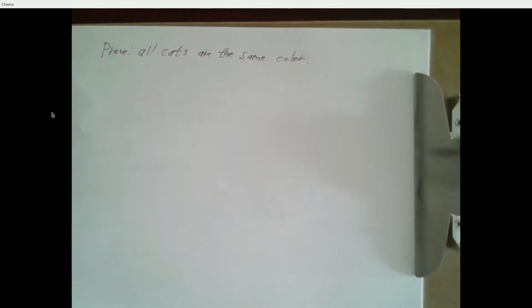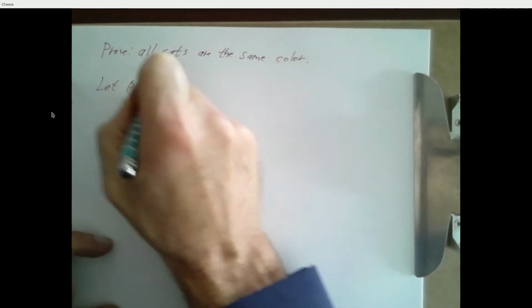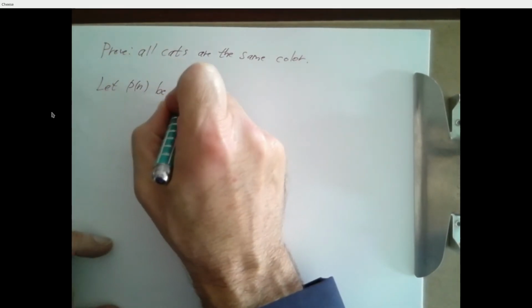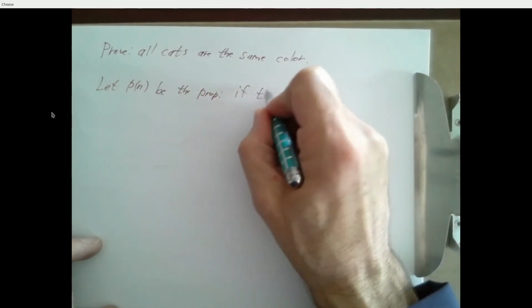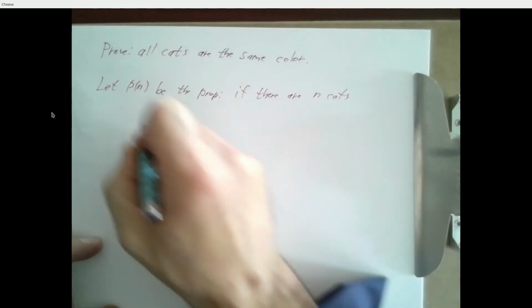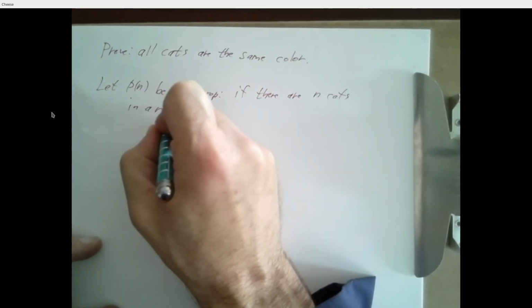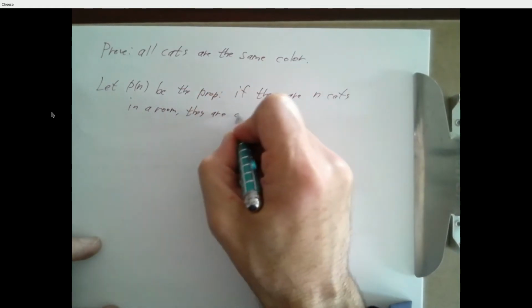All right, so let's prove that all cats are the same color, which of course we know is not true. So let P of n be the proposition: if there are n cats in a room, they are all the same color.